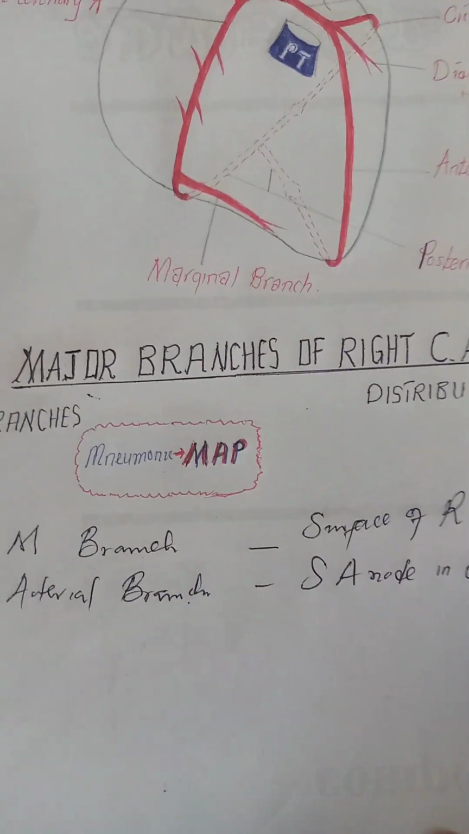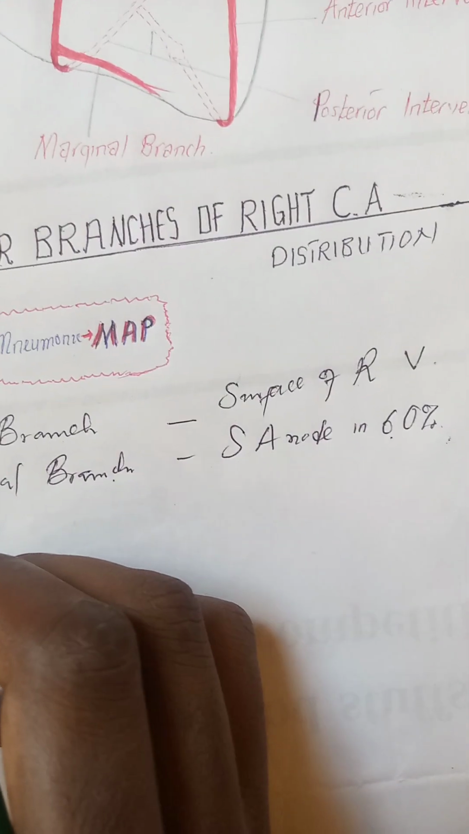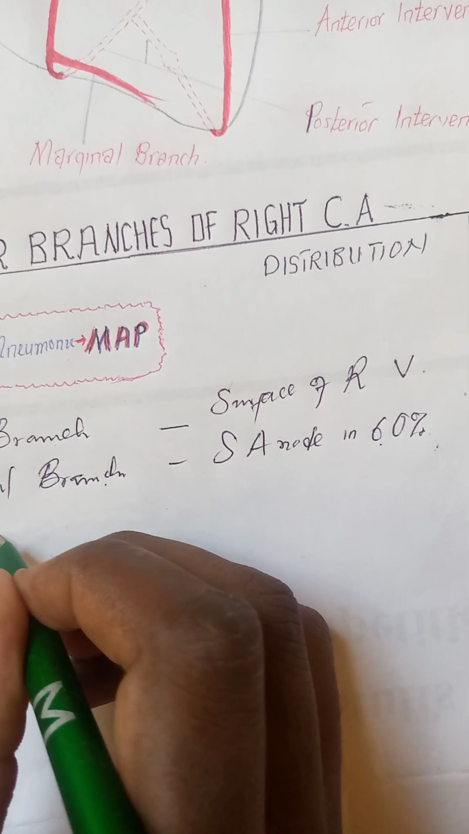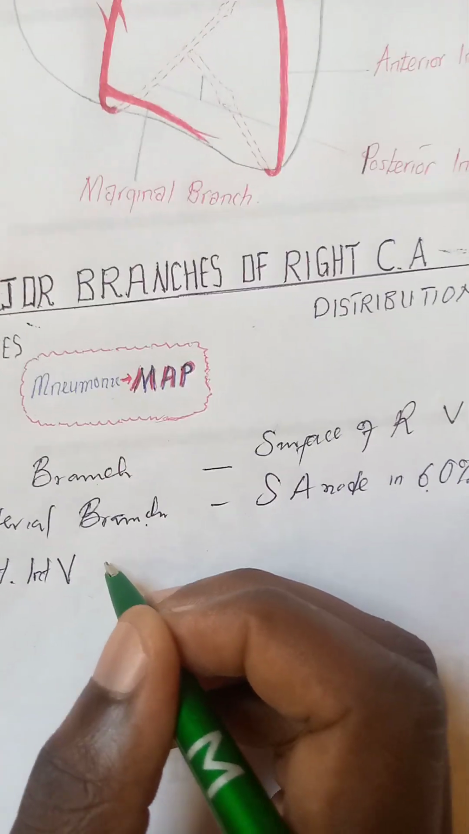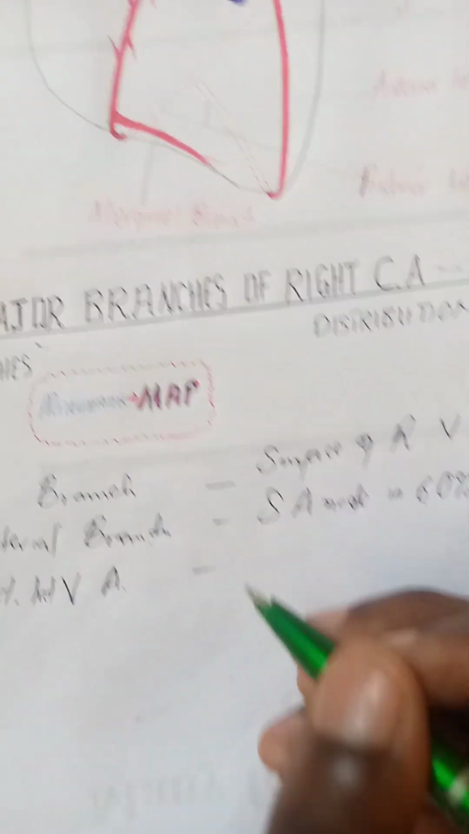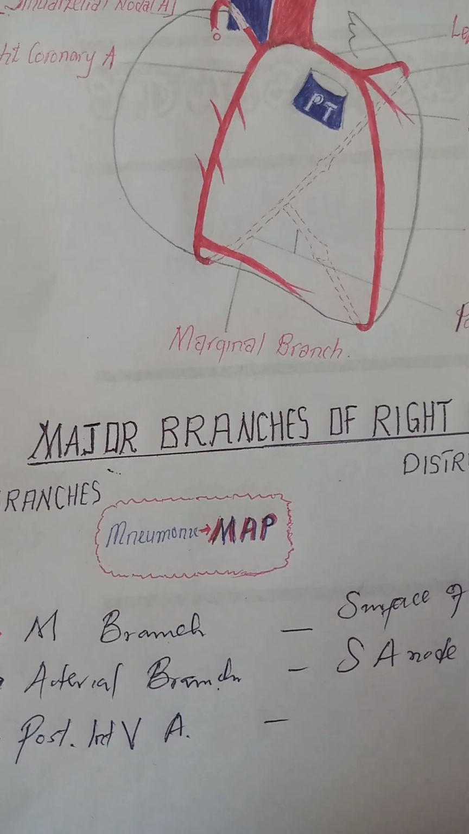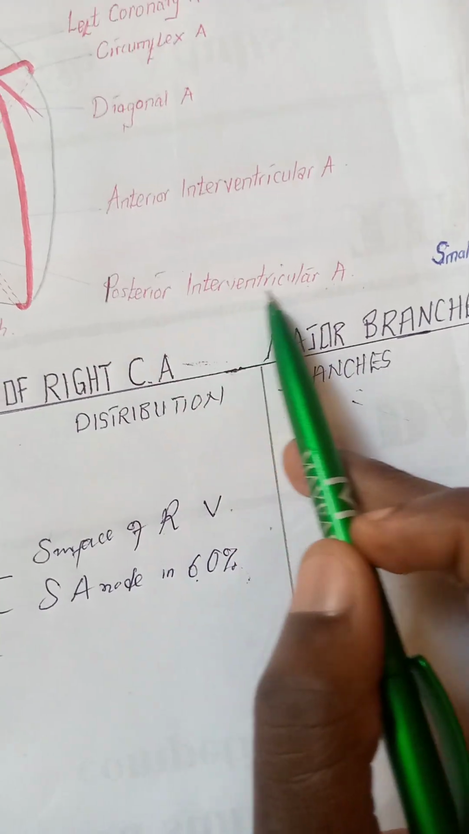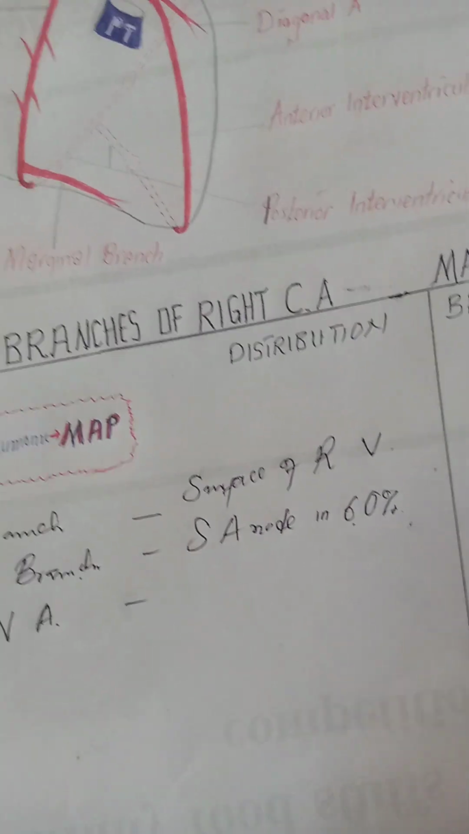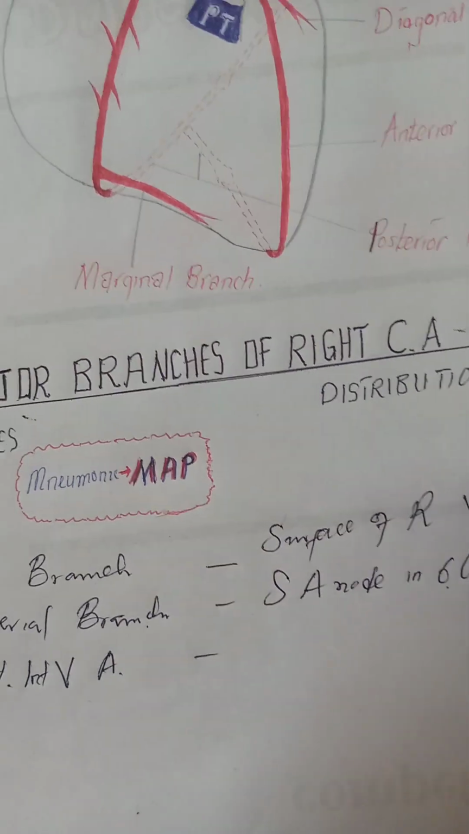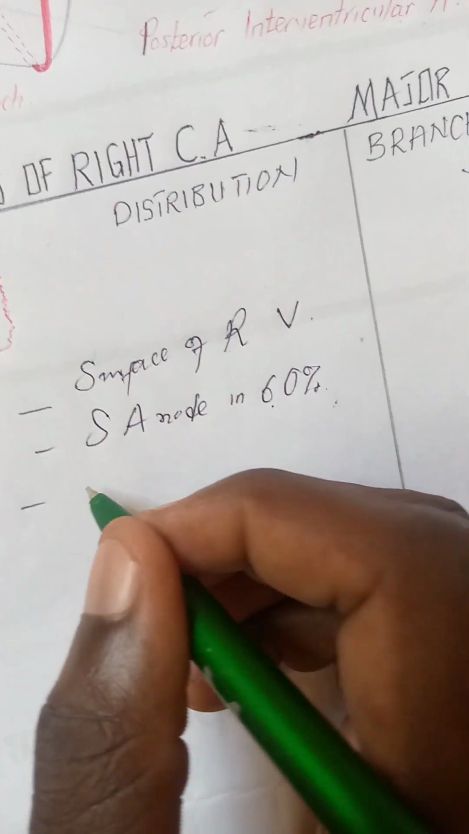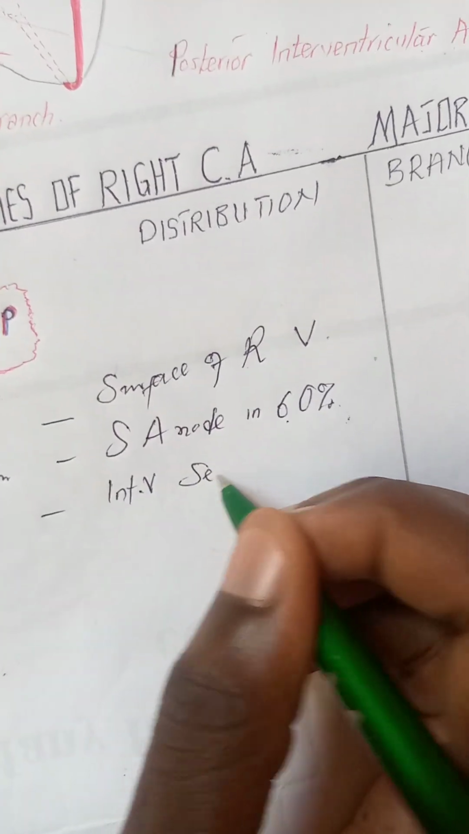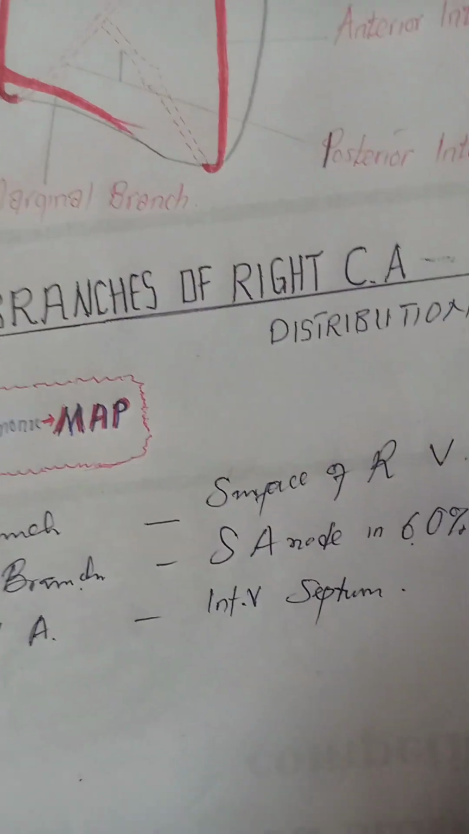Then we move to the next branch, which is the main branch, the posterior interventricular artery. This one supplies a couple of areas. This is the one here, the posterior interventricular artery. It supplies a couple of parts. We start with the interventricular septum itself. I'll just abbreviate interventricular septum. So it supplies the interventricular septum.